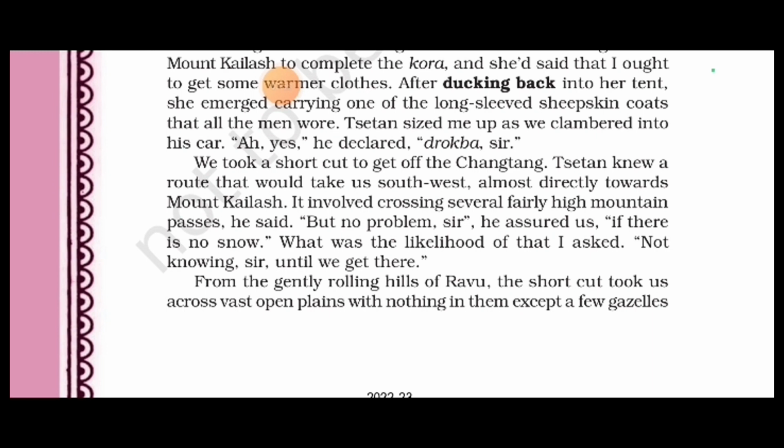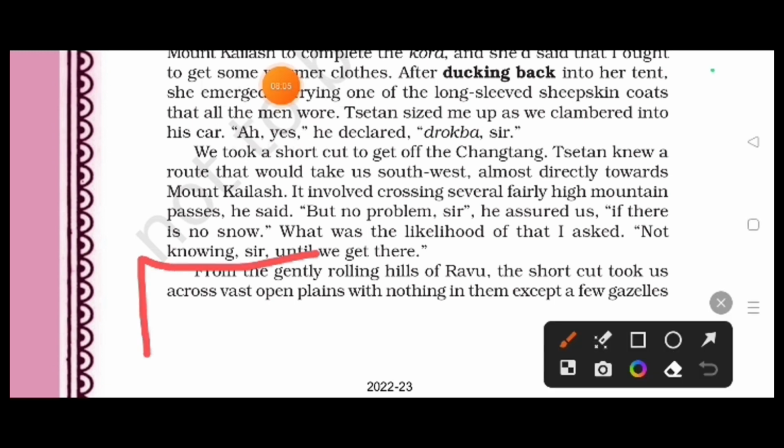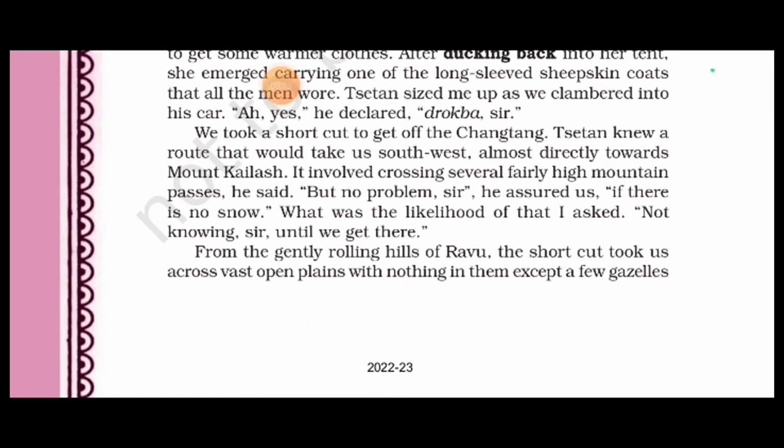We took a shortcut to get off to the Changtan. What is Changtan? Changtan is a part of Tibetan plateau. Now, what is a plateau? Can I show you? It is like this, and now you know that Tibet is a plateau. So they took a shortcut from a Tibetan plateau, right? A part of a Tibetan plateau. Satan knew a route.